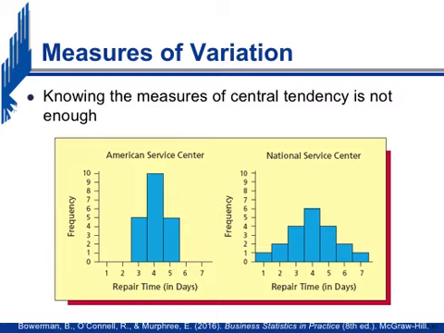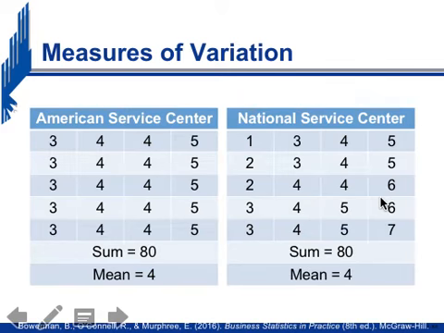So first, if you look closely at the graph, the first graph is trying to tell us that 5 items were repaired in 3 days, while 10 items were repaired in 4 days, and 5 items were repaired in 5 days. Now, you can make a similar interpretation for the National Service Center. And if you try to present this using the raw data, then we will have these two data sets.